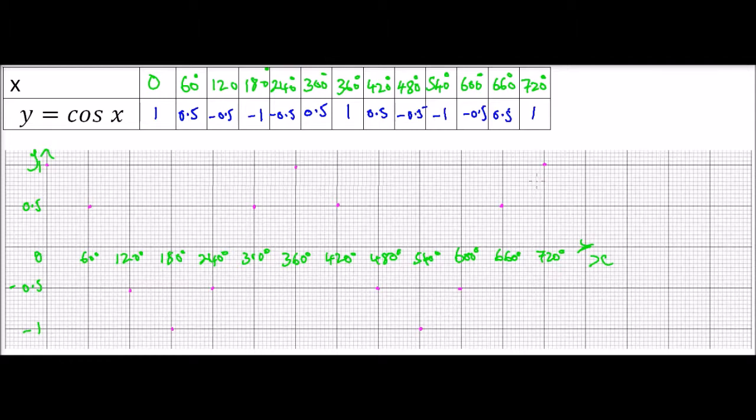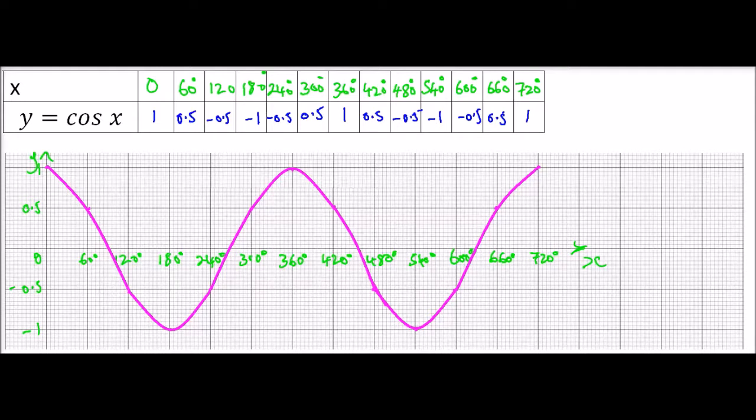720. Now, to come up with a graph, you use your free hand to join the points. Do not use a ruler. So let's do that. This is a graph that I have come up with. So I label my graph, and I'll say this is y is equals to cos x.